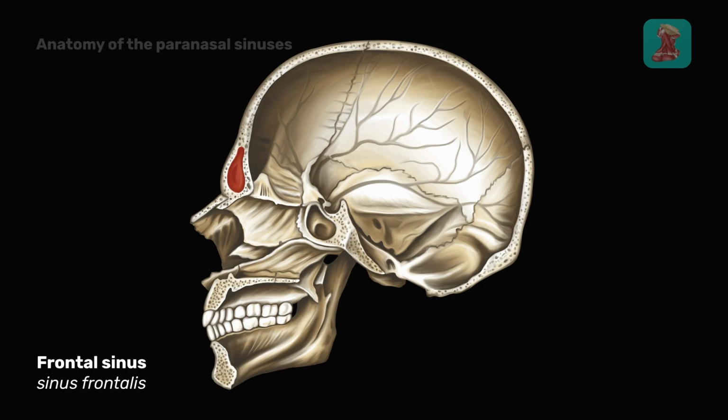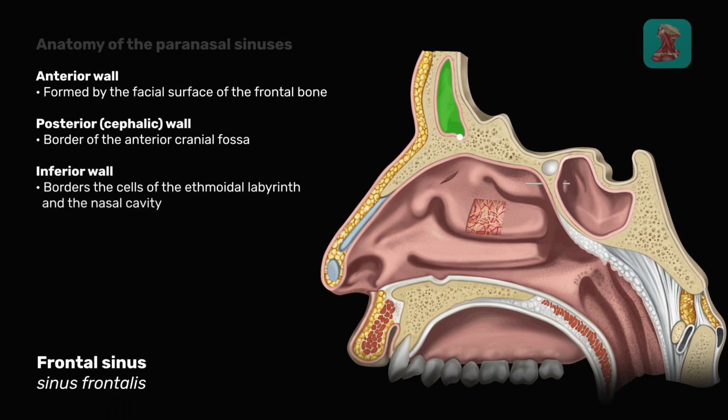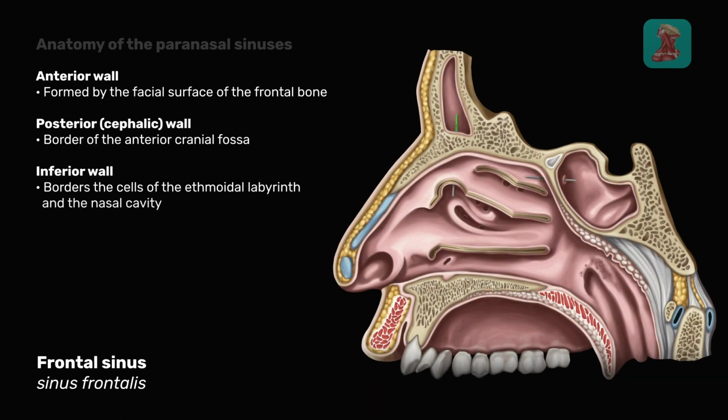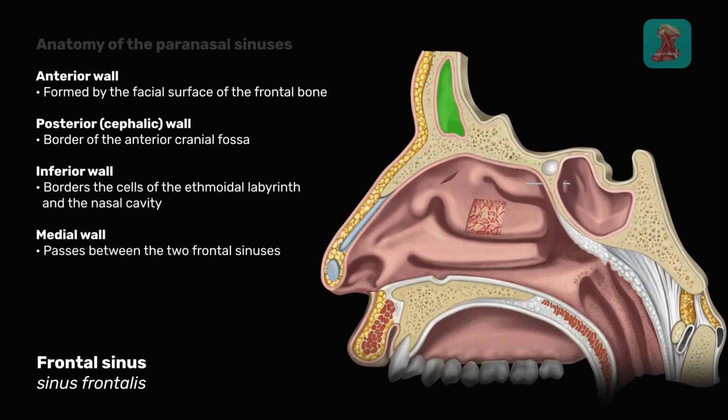It has the following walls. The anterior wall, which is the thickest and is formed by the facial surface of the frontal bone. The posterior wall, which is quite thin but strong, bordering on the anterior cranial fossa. The inferior wall, which is also the superior wall of the orbit. It partially borders the cells of the ethmoidal labyrinth and the nasal cavity. On the inferior wall, there is a canal of the frontal sinus through which its cavity communicates with the nasal cavity. The medial wall, which passes between the two frontal sinuses and serves as a bony septum.